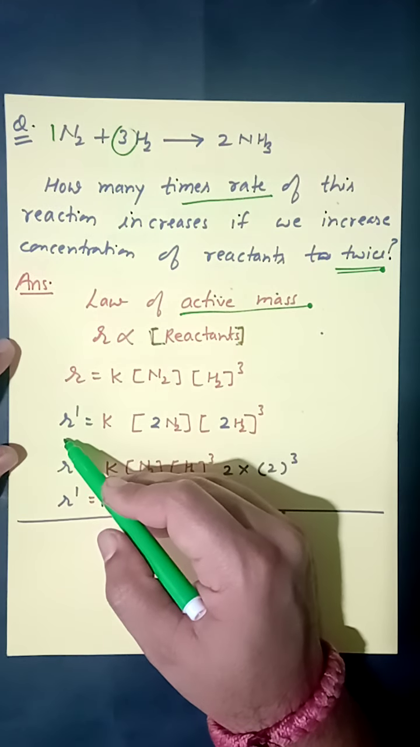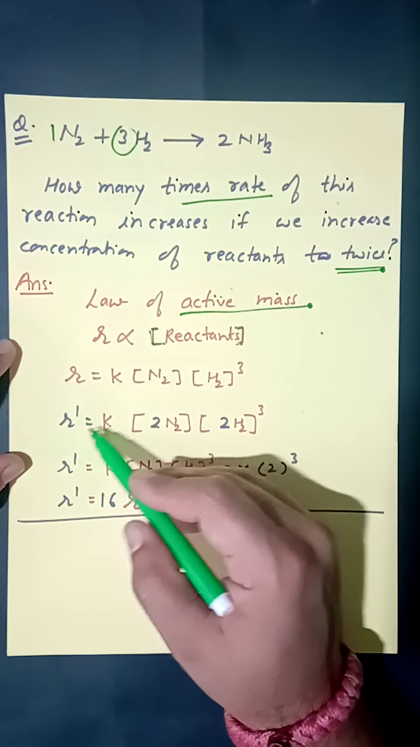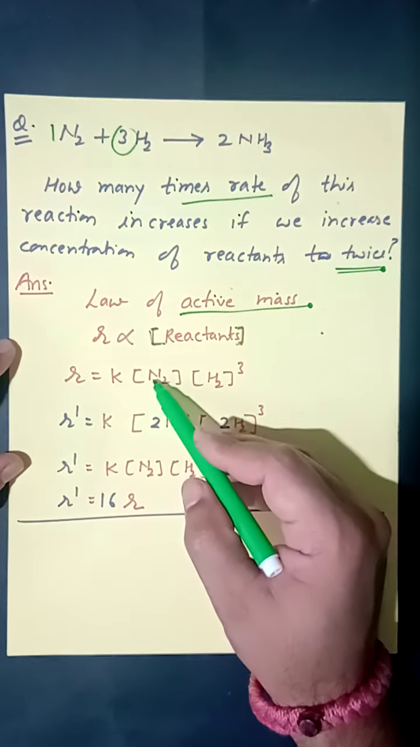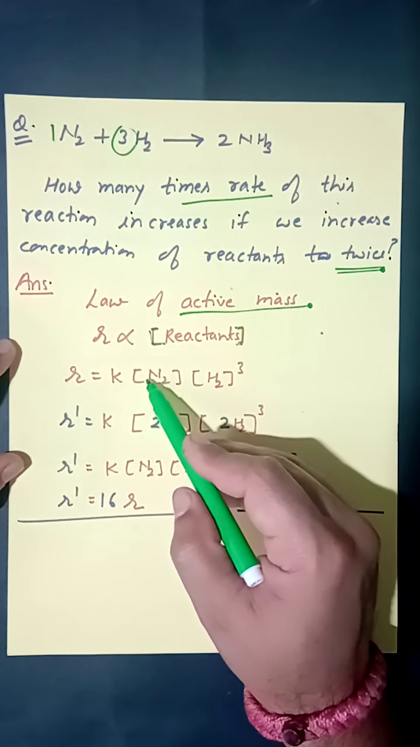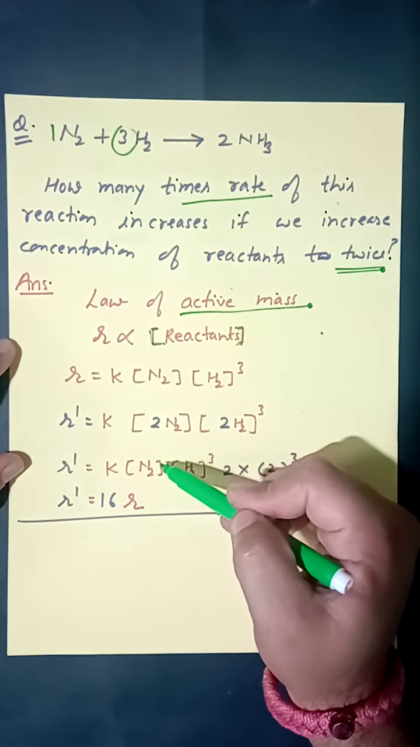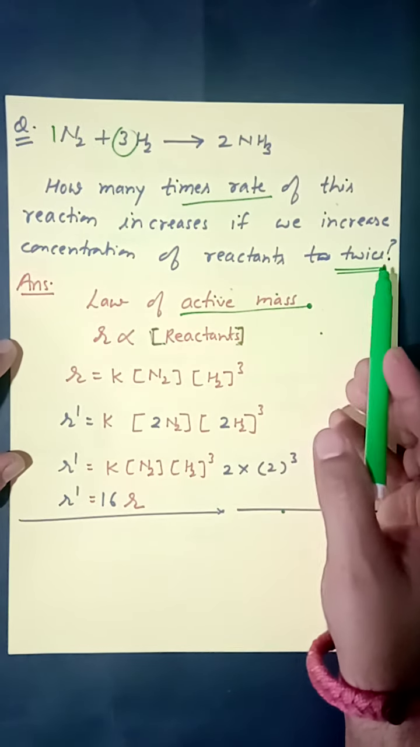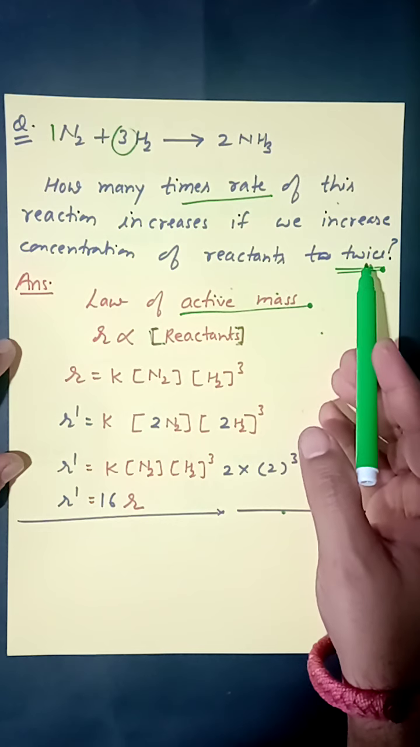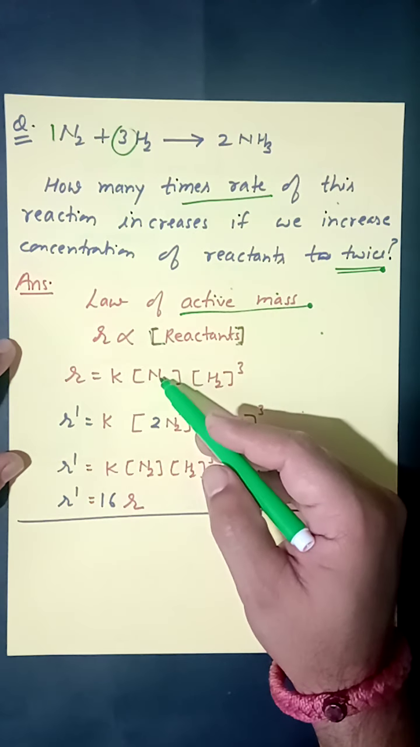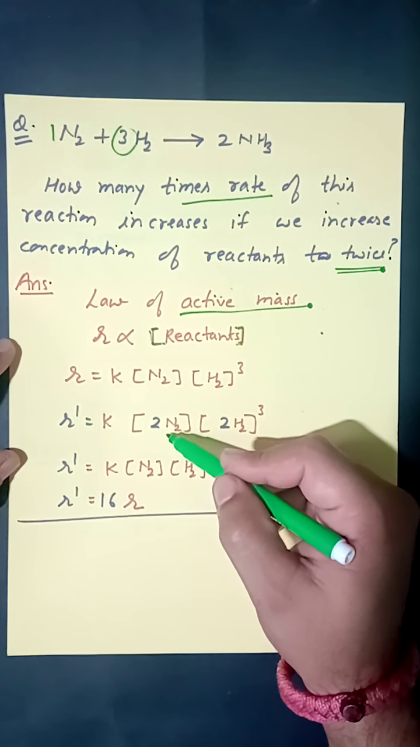Now R dash is the changed rate of reaction after the concentration change. R dash equals K. The concentration of nitrogen we increased to twice. So earlier it was, suppose, X, now it becomes 2X. Earlier it was Y, now it becomes 2Y. We have increased concentration by 2 times. So if earlier it was N2, now it becomes 2N2.